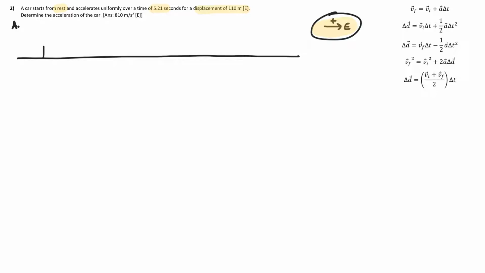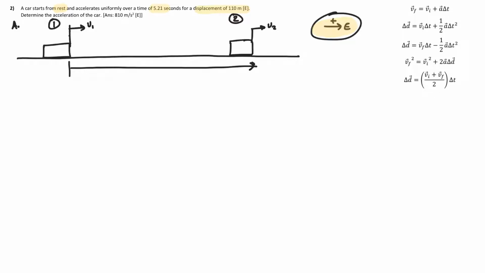And we got a car. Just for the sake of simplicity, I'm going to draw it as a box, and we are going to be at stage 1 for the car. It's going to accelerate uniformly over time, and it's going to get to stage 2 at some point, and this is stage 2. We're going to have an initial velocity here. We're going to have a final velocity here. And we're going to have a displacement. So the displacement is from here to here, and that is the displacement from 1 to 2.